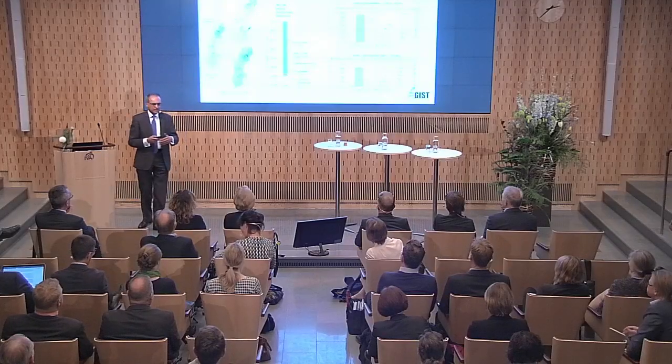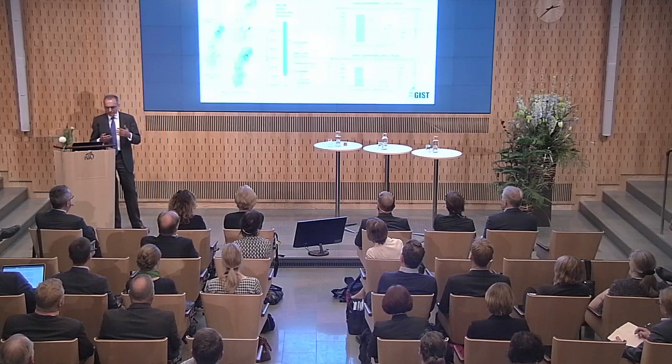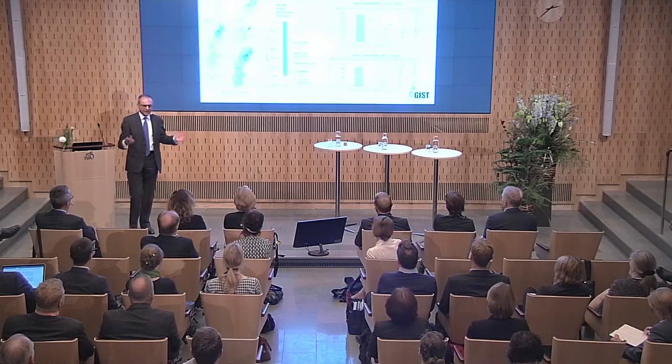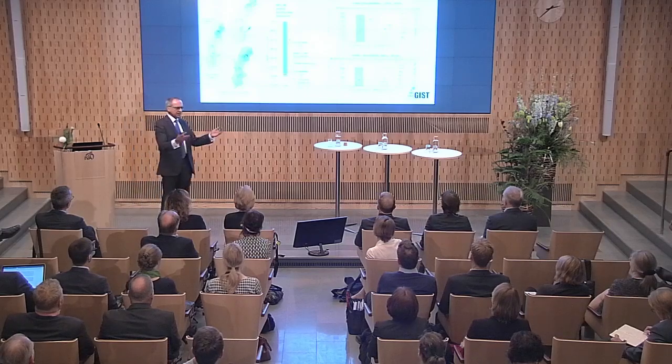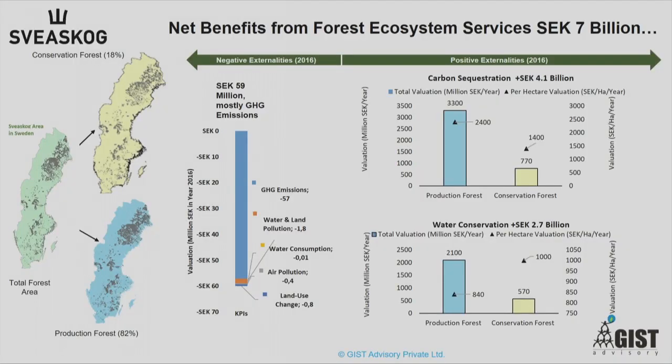If we look at the natural capital externalities, here we are talking about the benefits that the world at large receives, or that Sweden receives, when it comes to fresh water. And this can be calculated as follows. So that's the overall forest area. We look at both the production forests, sorry, this is the production forest, and we look at the conservation forests.